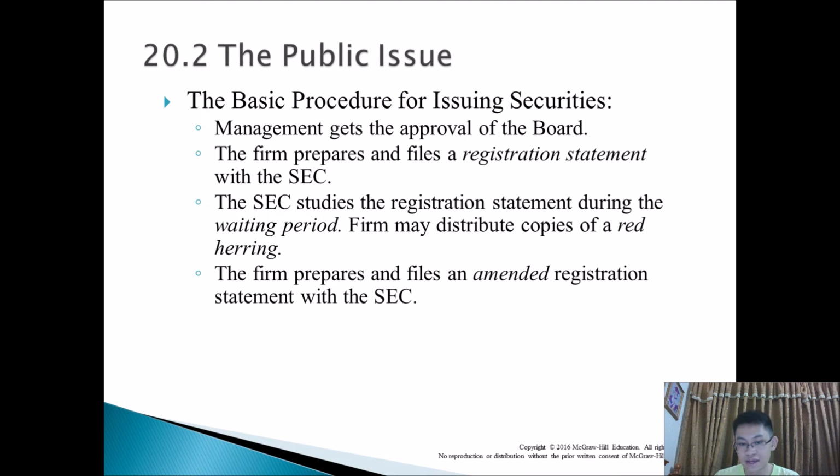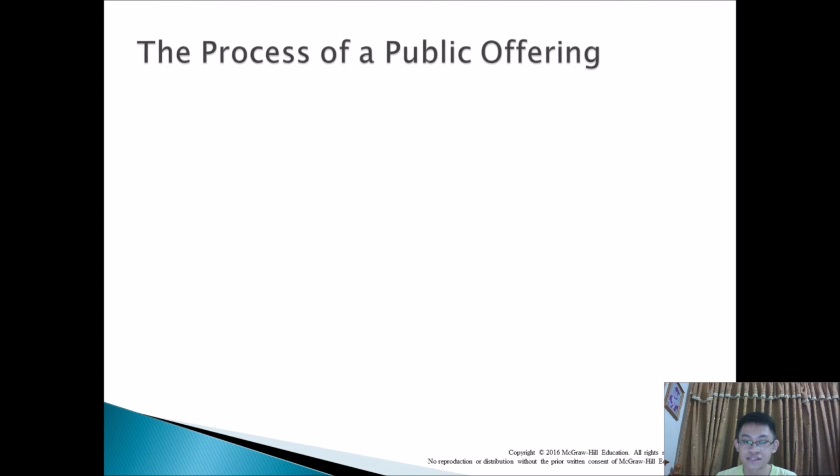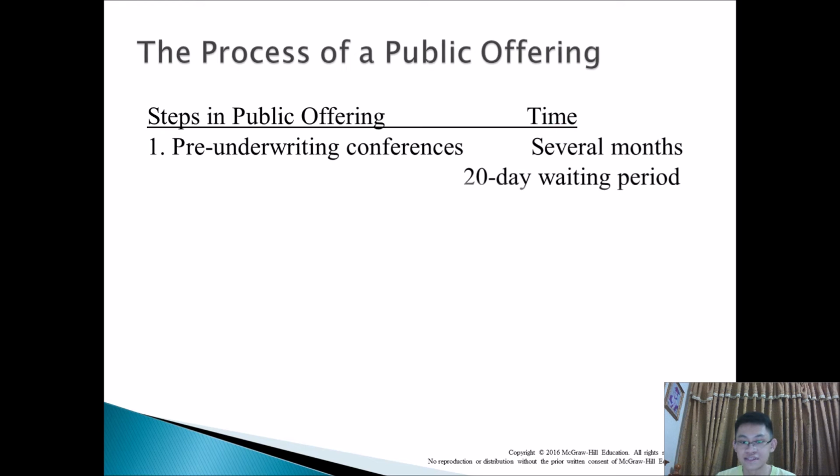After that, the firm prepares and files an amended registration statement with the SEC. And if everything is copacetic with the SEC, a price is then set and a full-fledged selling effort gets underway. The tombstone advertisements are used during and after the waiting period. We will talk about what the tombstone is later. For now, we will have a look at the process of a public offering and the timeline, how long it takes for these steps to occur.